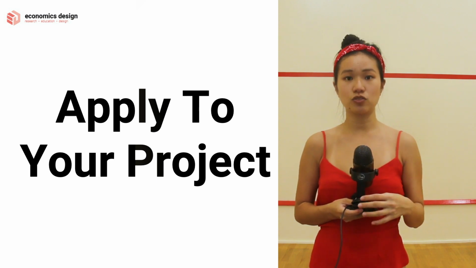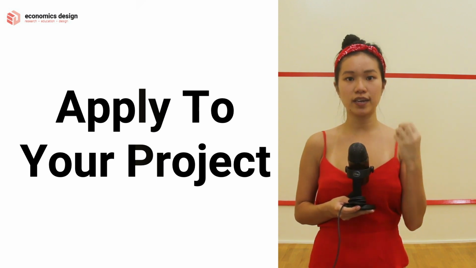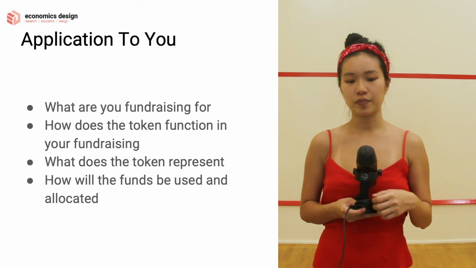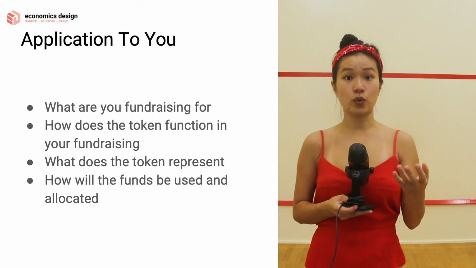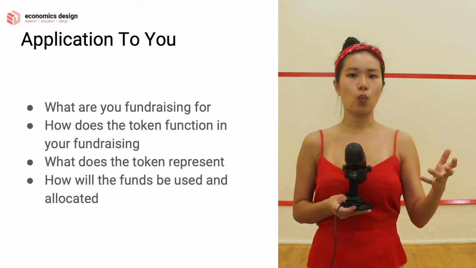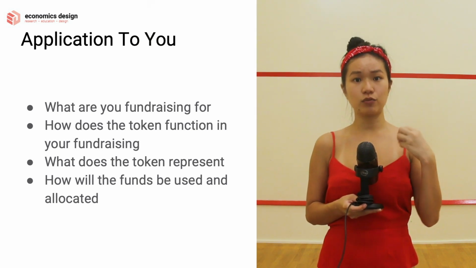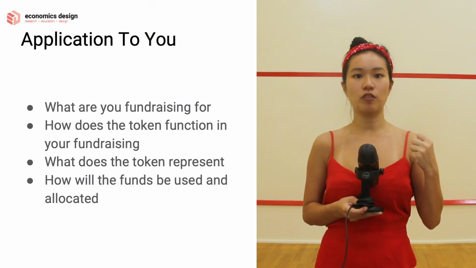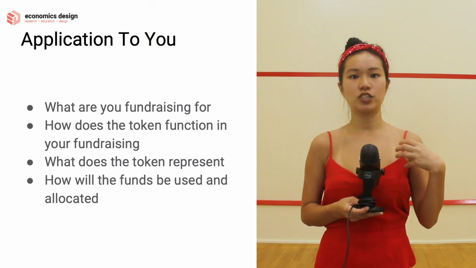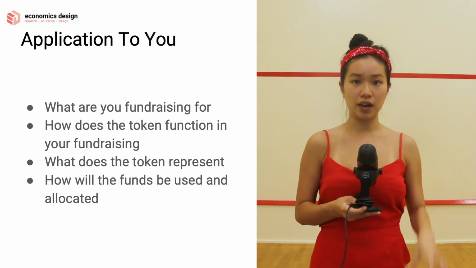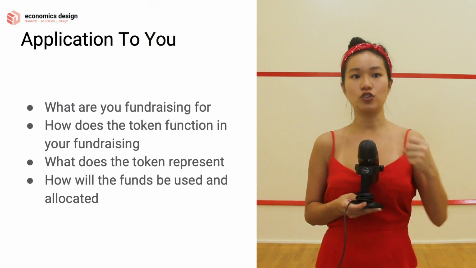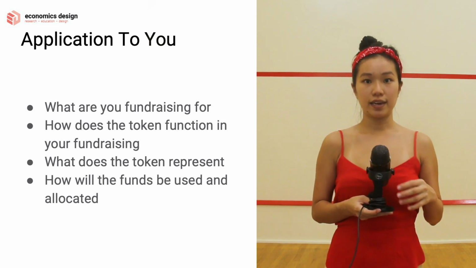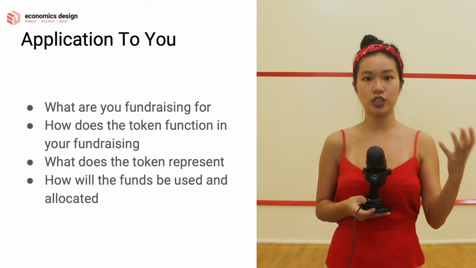Instead, I'll just give you some things to take away, to consider when you're designing your fundraising mechanism using a bonding curve. Questions would be stuff like, what are you fundraising for? How does the token function in your fundraising? What does your token represent? Is it a representation of a claimant to something in the future? Is it a representation of voting rights? Is it a representation of an asset or a form of collateral? Is it a representation of how funds will be allocated? What does the token represent? And lastly, how tokens will be used, distributed and allocated.